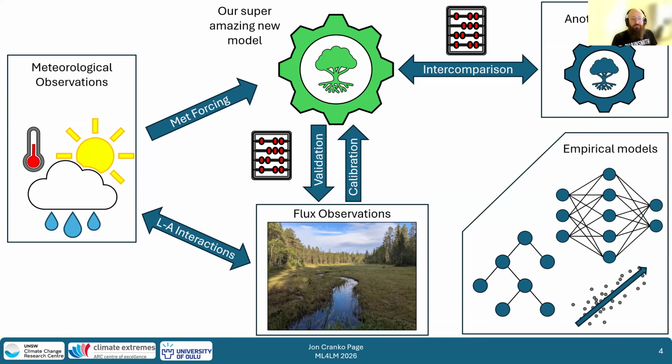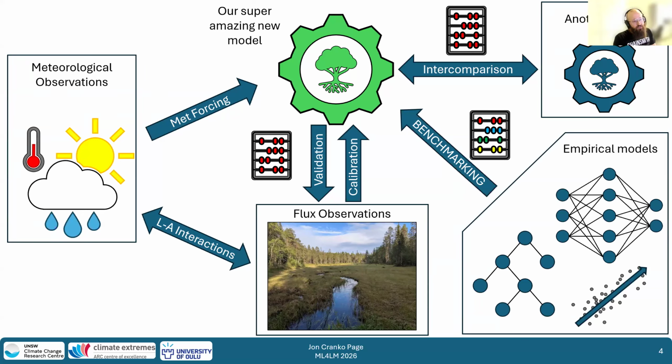So what the PLUMBER2 framework introduced was this suite of hierarchical empirical models. By hierarchical, if I'm saying that word correctly, I mean they have increasing complexity, both in terms of the number of meteorological inputs they take, but also in terms of the flexibility of the model structure. And it's by comparing our model to these empirical benchmarks that we can see how well our model is doing.